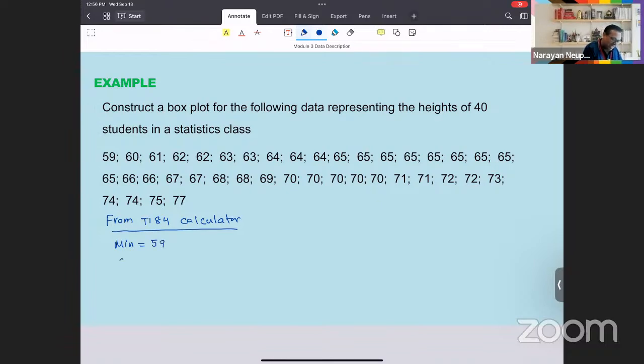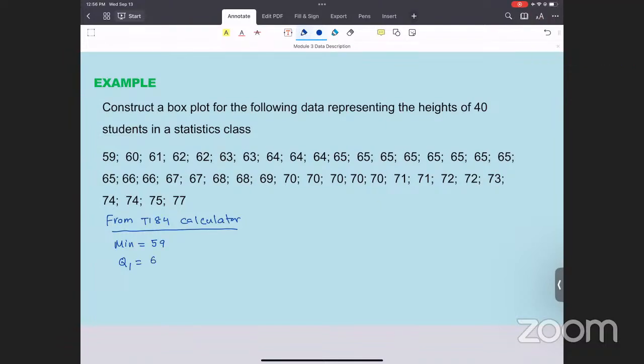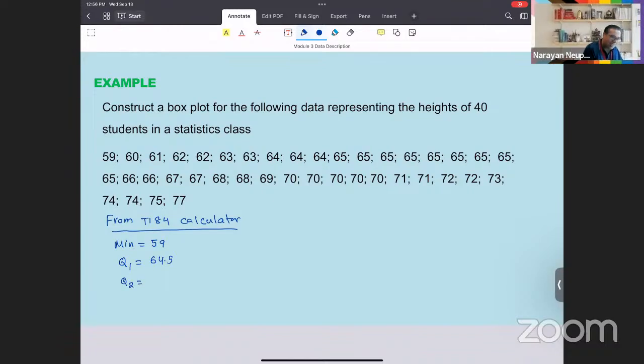Minimum is 59. What is Q1? First quartile is how much? 64.5. Second quartile? 66. Very good. Second quartile is same as median, by the way. Third quartile? 70. And maximum is how much? 77.